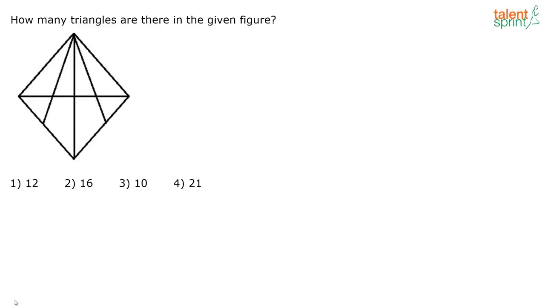How many triangles are there in the given figure? 12, 16, everybody is getting that? Okay, let us check. See, first let us look at the smaller triangles, triangles where there are no lines crossing anywhere inside the triangle.